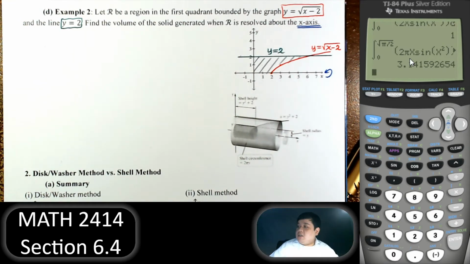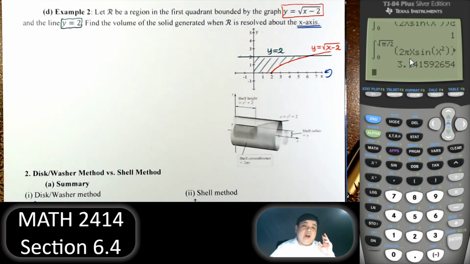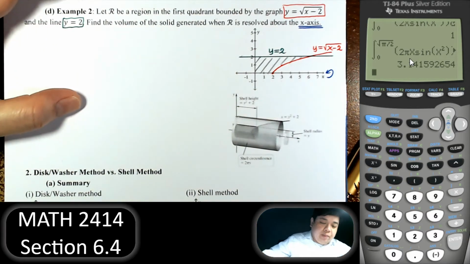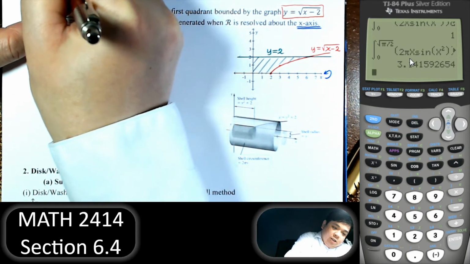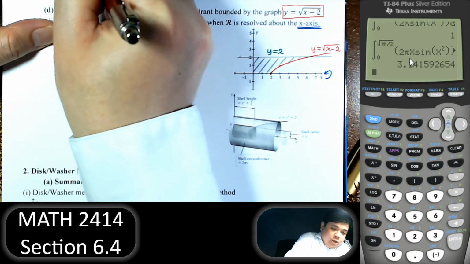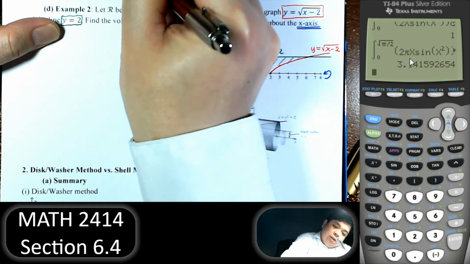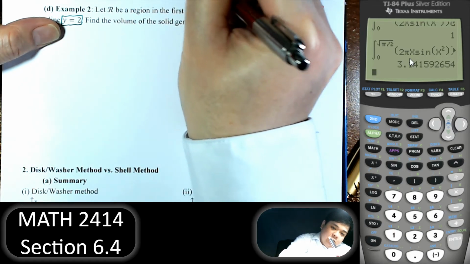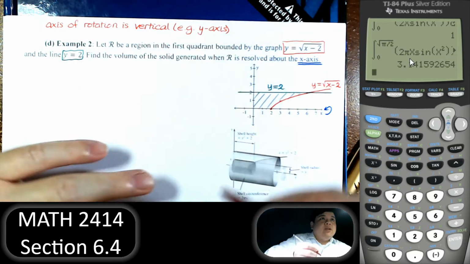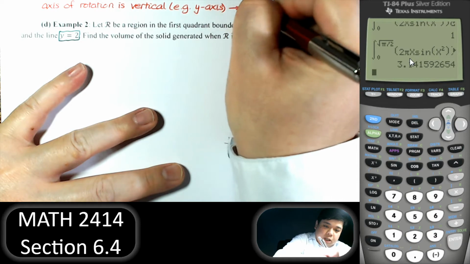Right. Now notice that this one is different. On the earlier one we have the vertical axis of rotation, we use dx. This one, the horizontal axis of rotation, we use dy. So let's just write a little note before we go on further. So if the axis of rotation is vertical, something like the y-axis, then we're going to use the width is equal to dx.